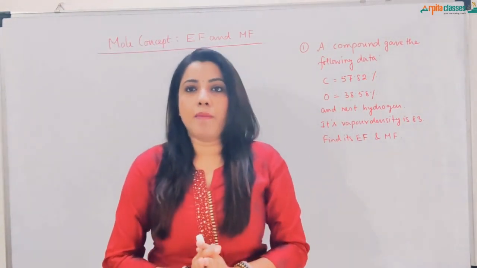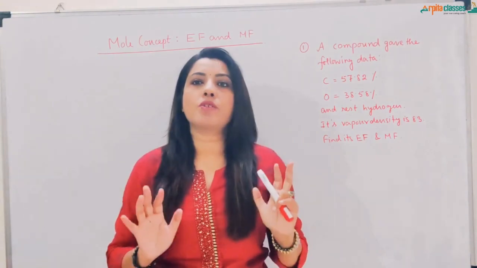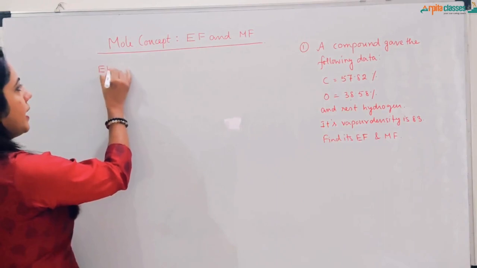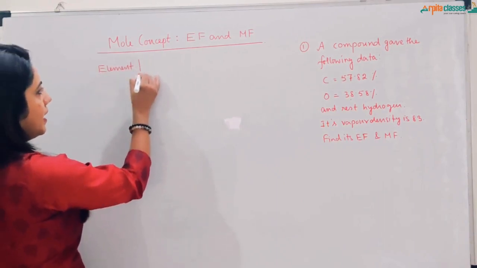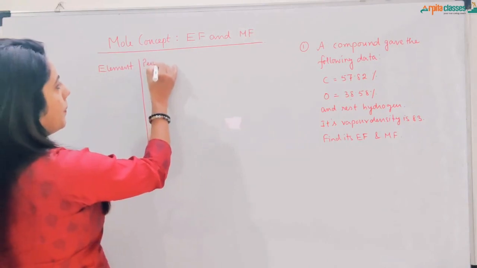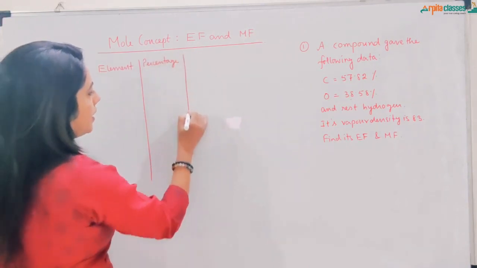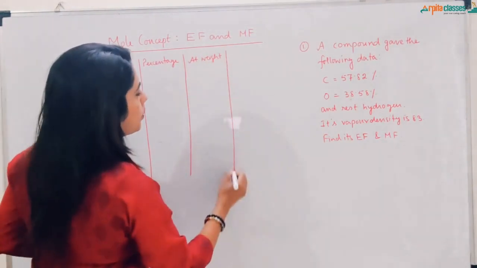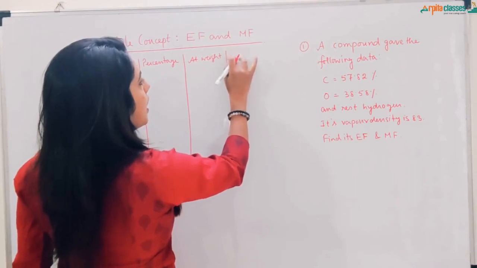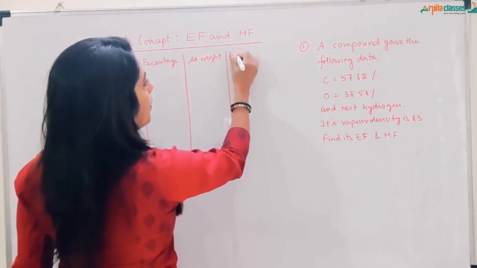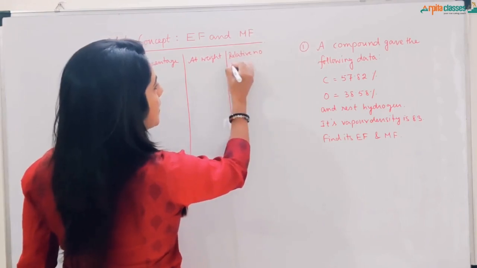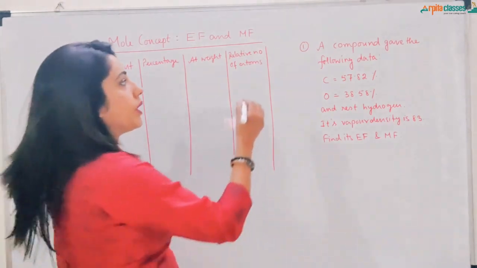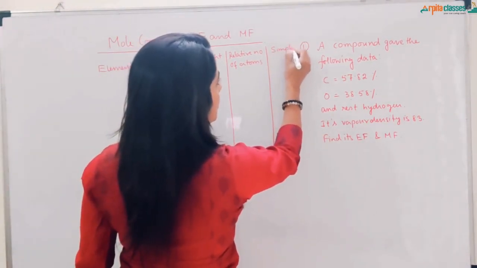while doing this sum, we have to first draw a table. So let us draw the table. In the first column, we will write element, what all elements are there. In the second column, percentage. In the third column, we are going to write the atomic weights. In the fourth column, relative number of atoms, and in the fifth column we are going to write simple ratio.